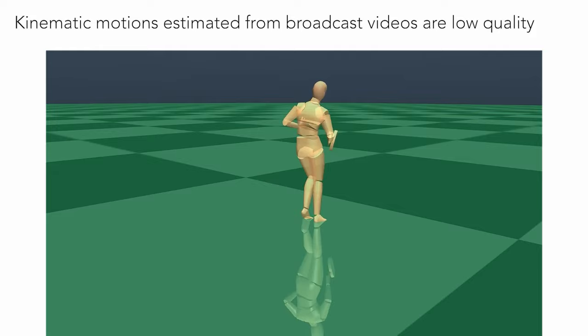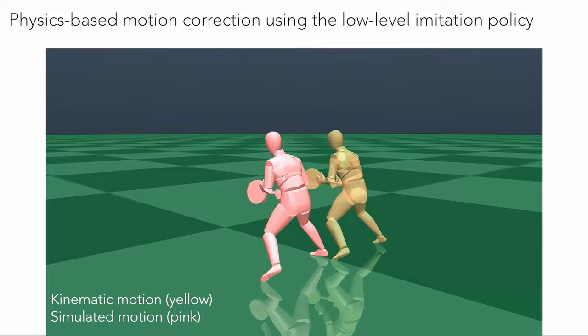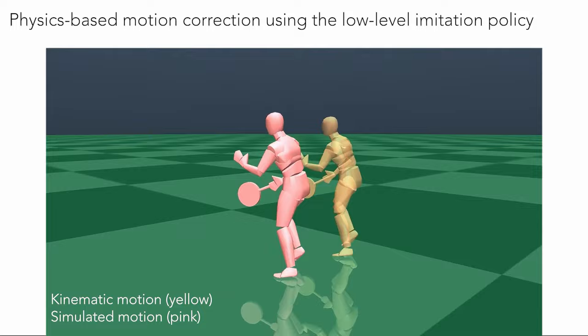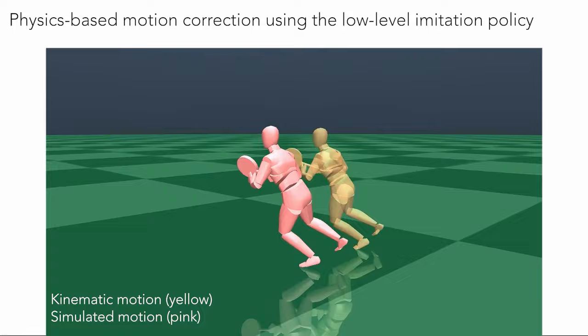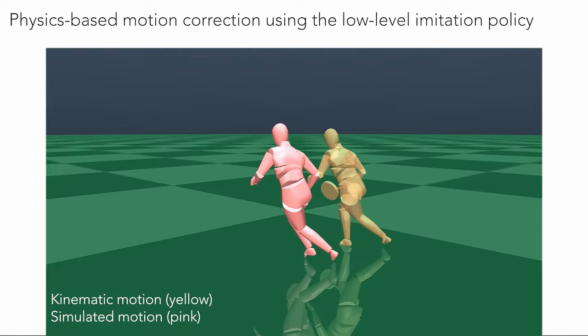To address these artifacts, we train a low-level imitation policy to control a physically simulated character to track these noisy kinematic motions and output physically corrected motions. The resulting motions after correction are more physically plausible and stable compared to the original kinematic motions.